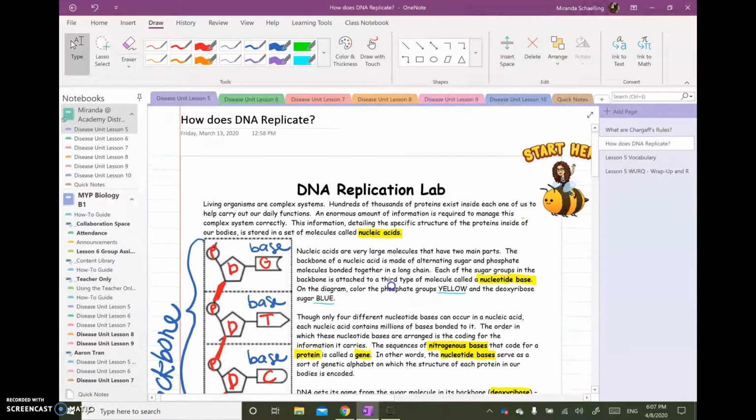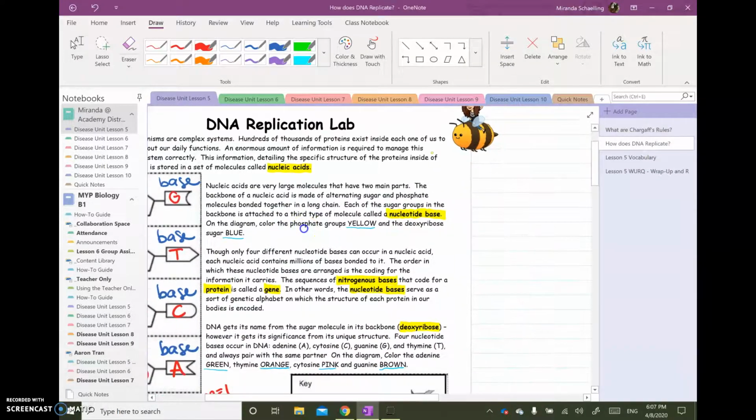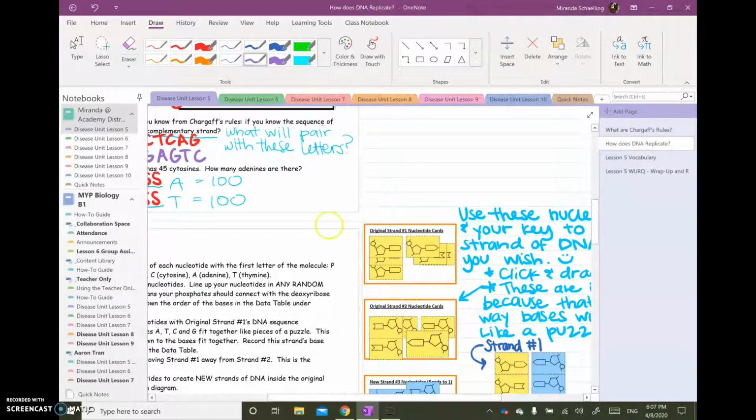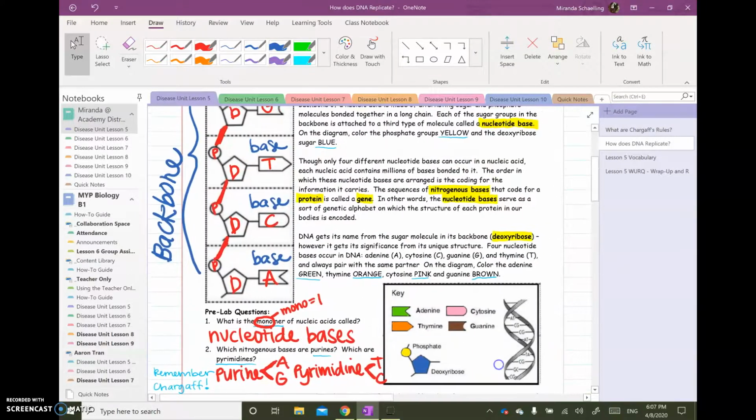All right, so next, how does DNA replicate? Now, we were supposed to do this on paper, but since we can't, I had a really interesting and difficult time figuring out how to put these little flashcards on here. So we'll get to that in just a little bit.